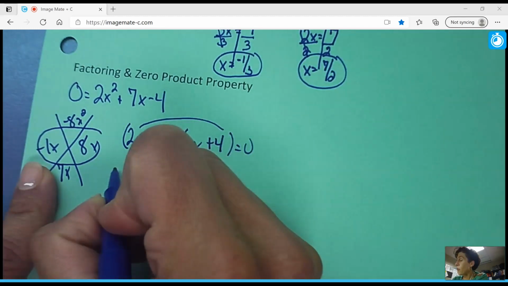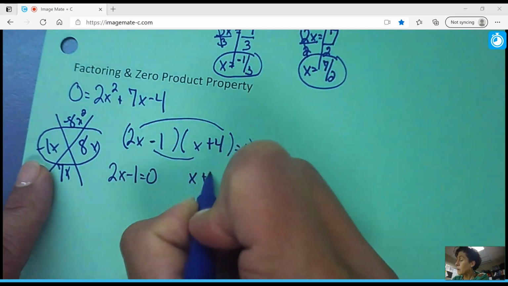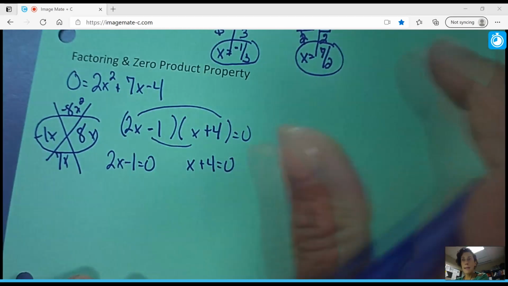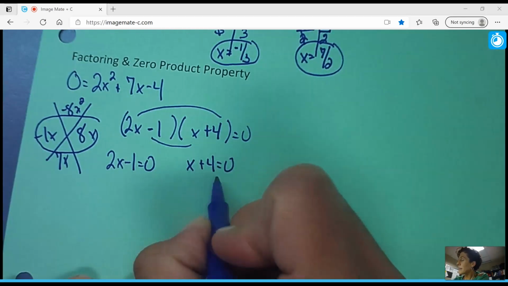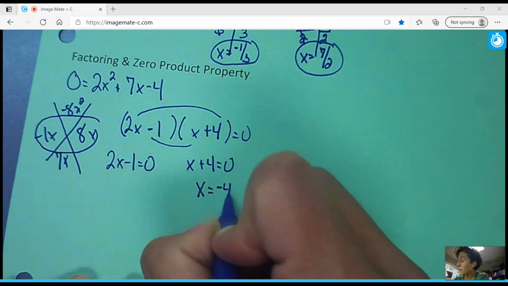Now that it's in factored form, we can do just what we did at the top. Set each factor equal to 0. I'm going to speed up my work here because we did more detail up there. So this is our easier one. Just to get x alone, I subtract 4. So my answer is negative 4.